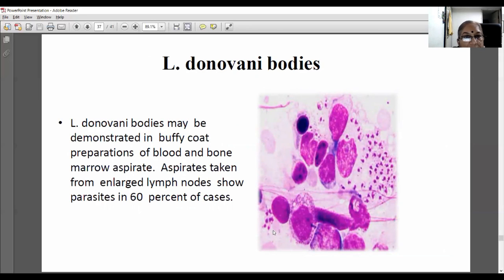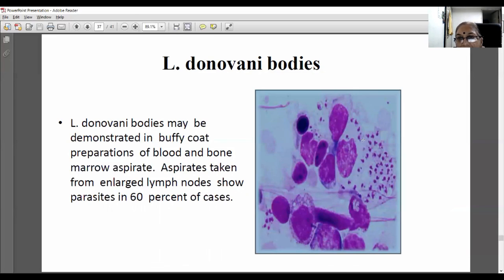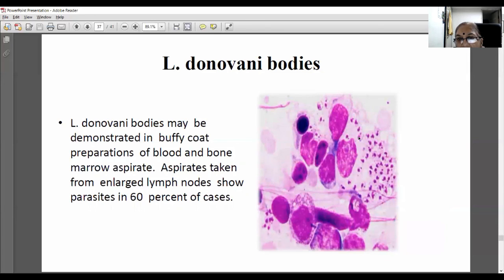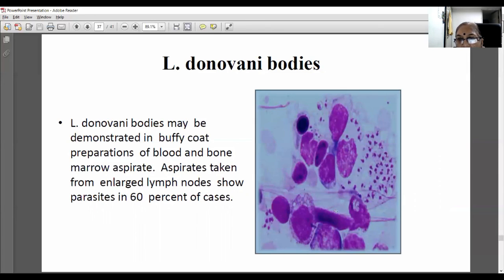LD bodies here, you can see demonstrated in the buffy preparations of the blood and bone marrow aspirates. The aspirate taken from large lymph nodes shows parasites in 60% of the cases. You can see these are the parasites, and they are inside also.